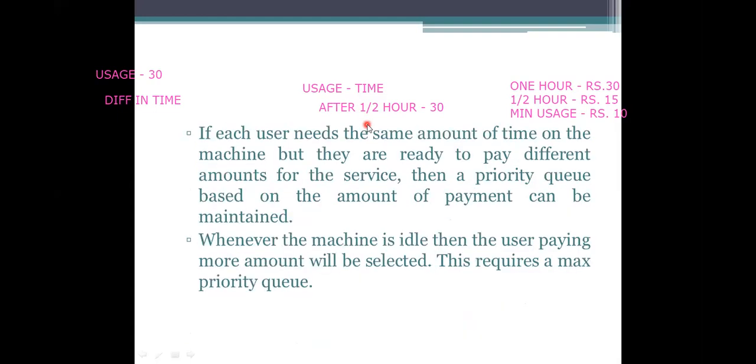To overcome this, we need to divide the problem. We need to think from the user's point of view. If users use the same amount of time, they should pay different amounts for their service. Different amounts means we need to give priority to that. If they want to give priority to the payment, one type of queue structure will be there. If they want to give priority to time, they will have another one.